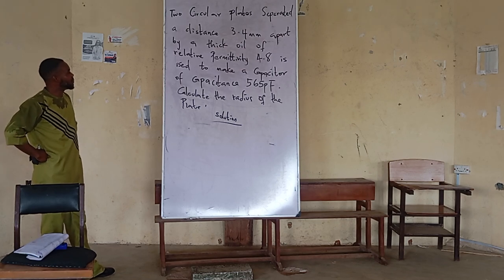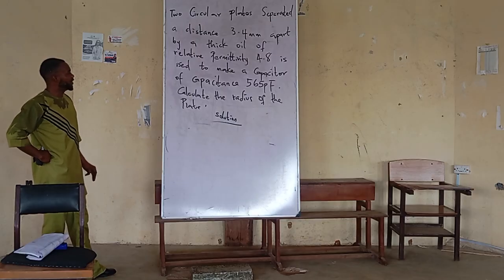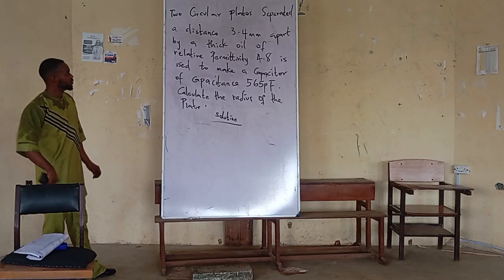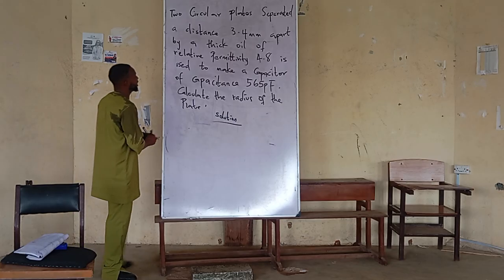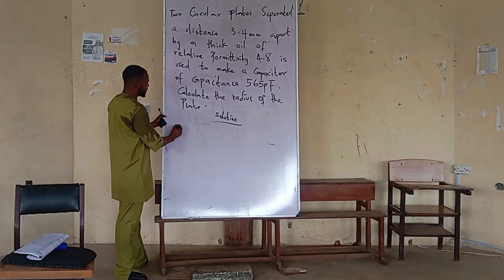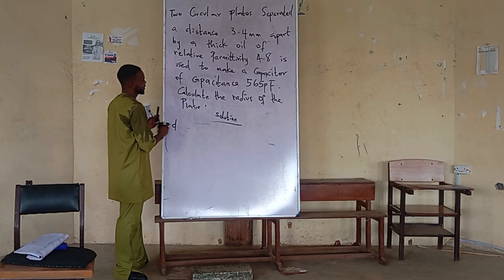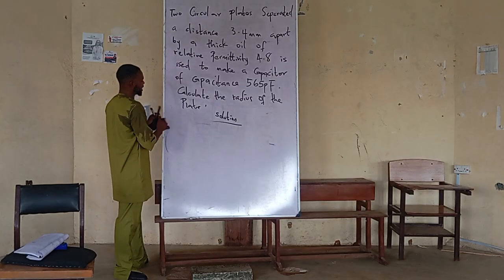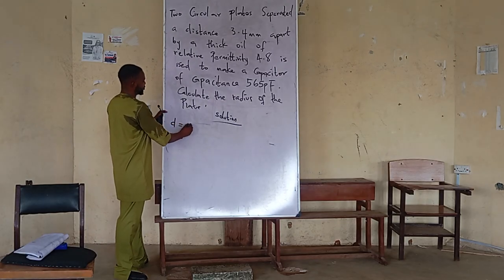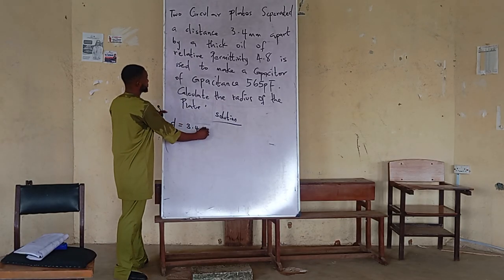Two circular plates separated by a distance of 3.4 mm and a dielectric of relative permittivity 4.8 are used to make a capacitor of capacitance 565 picofarad. Calculate the radius of the plate. So what I just need to do is to bring out the distance of separation. The distance apart, d, equals 3.4 mm.